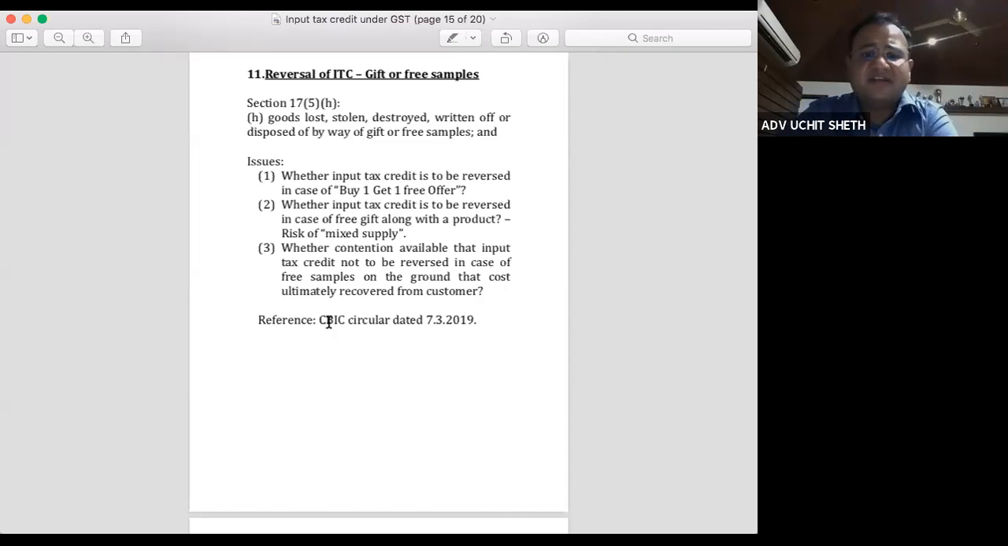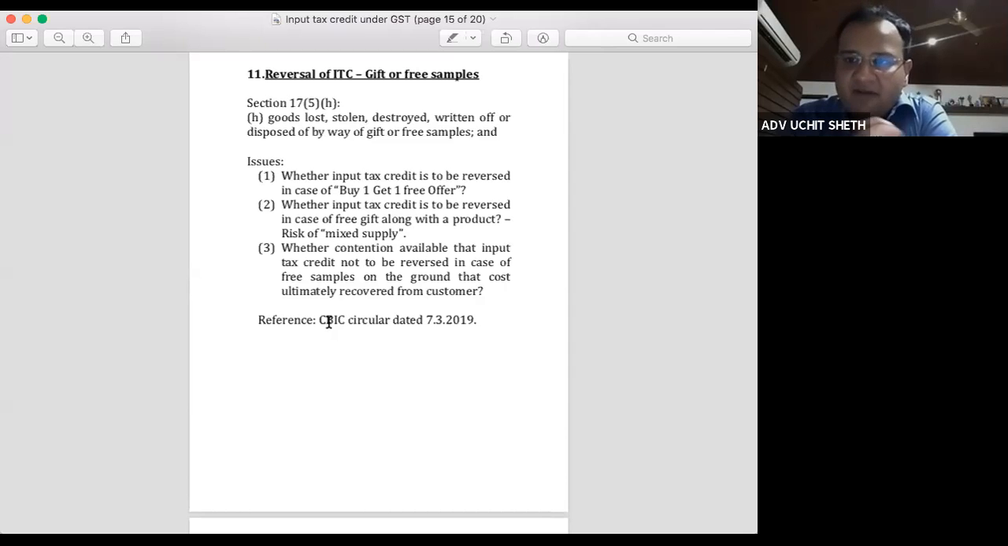Third question is whether this contention, whether the circular can also help in cases where, suppose I give out free samples. Ultimately, the customer approves of those samples and places an order with us. And therefore, we take a stand that what we gave was not free, because ultimately the sample cost was also recovered from the customer. According to me, that is not the purport of the circular.